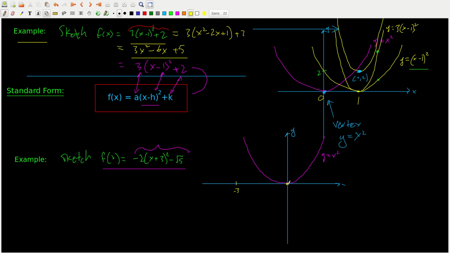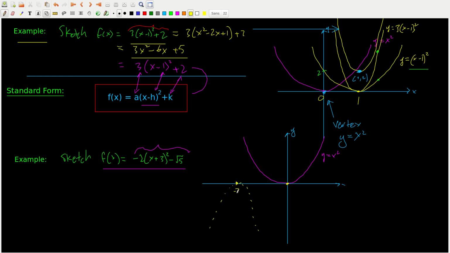If you think about the vertex, this is what we call the vertex. So we move the vertex 3 units to the left, to minus 3, and then we're going to scale the parabola by a factor of 2 and reflect it around the x-axis. And then we're going to move the whole thing down 5. So if I just do those first 2, we're going to have a parabola that looks very much like this.